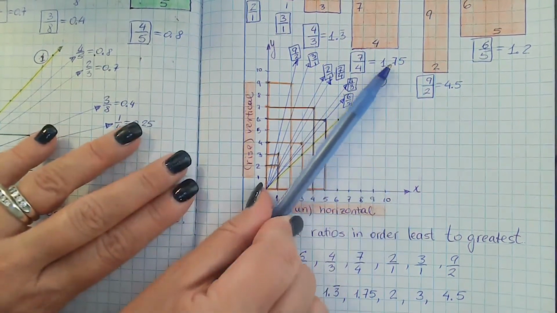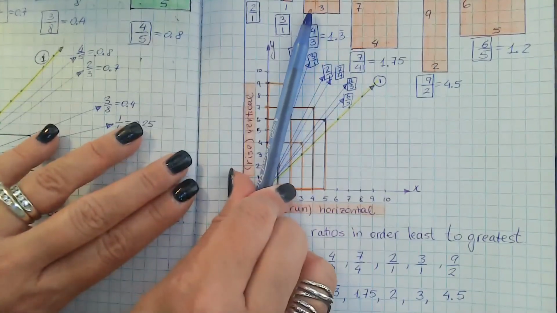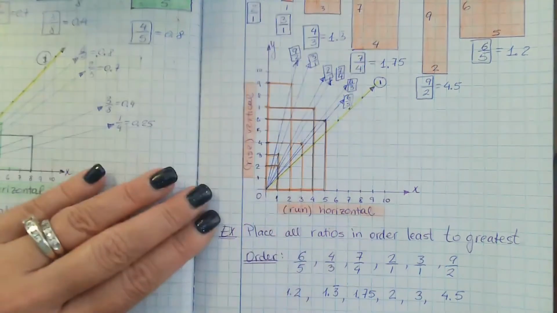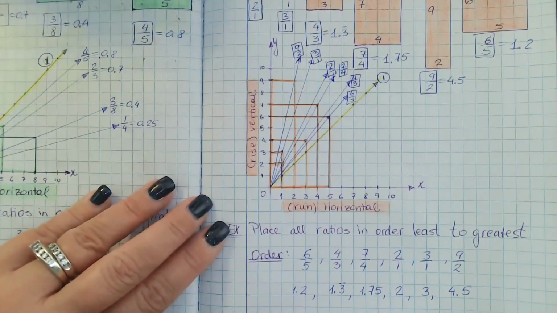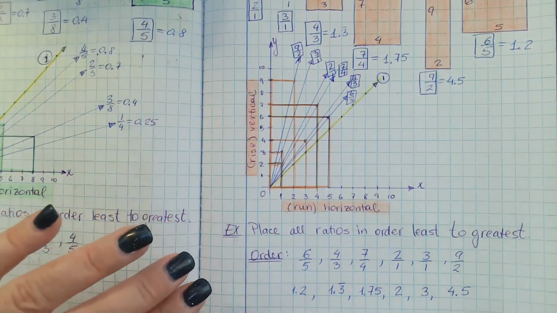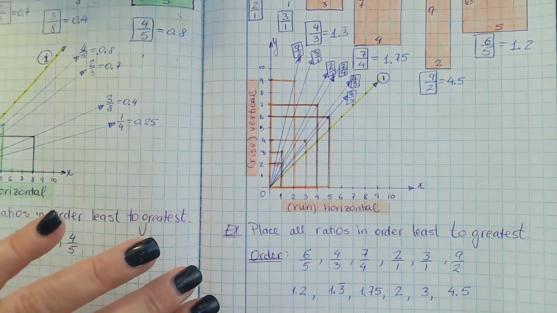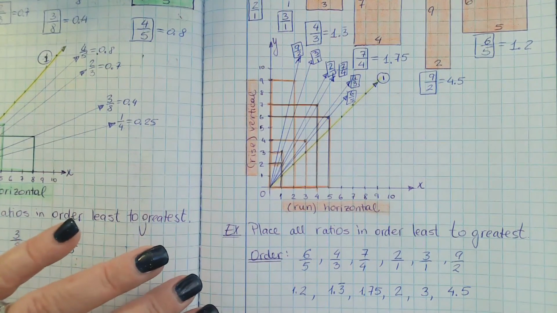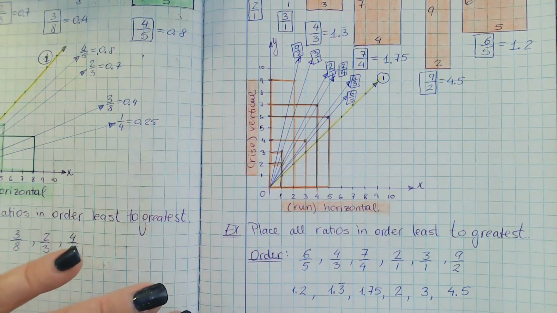And you can see that they're all bigger than one, and they just get taller, taller, taller, taller, and higher tilt as we go on. So this is a way of representing ratios as rectangles, comparing those ratios on the coordinate plane, and placing them in order least to greatest.